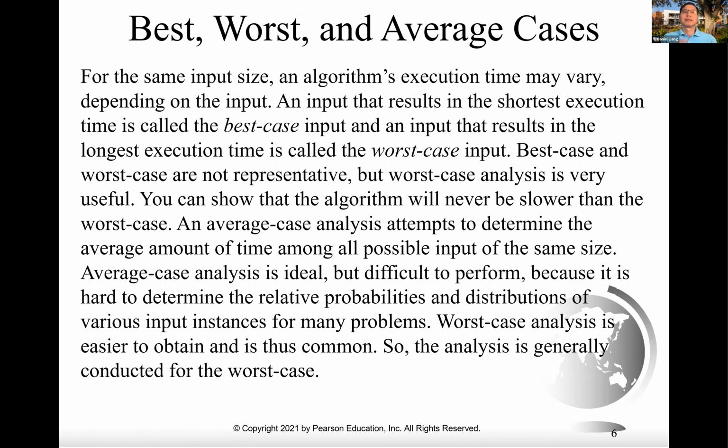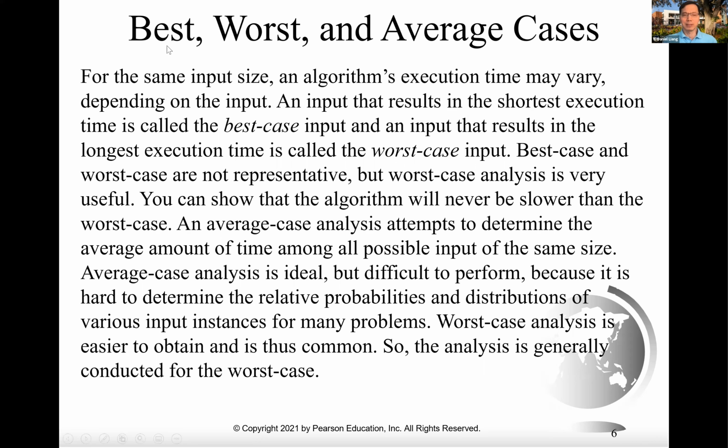Now, let's look at the best, worst, and average case. We're most interested in the worst case. What is the best case? The best case is the input that results in the best time. The worst case is the input that results in the worst time, the one that takes the longest. And the average case is where you consider all kinds of input and get the average.